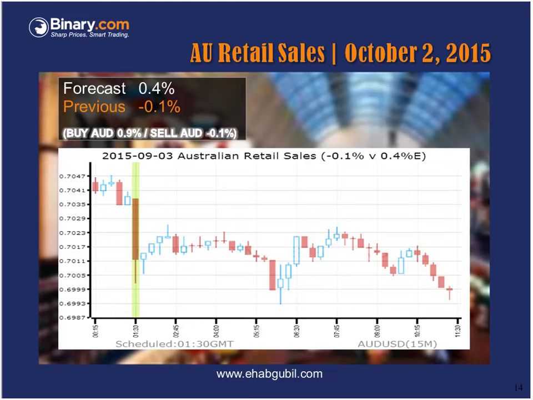The Australian retail sales monthly release is for a minimum of 0.5%. So the deviation is 0.5%. If we get a 0.9% or better, we will look to buy. And if we get minus 0.1% or worse, we would look to sell. So 0.9% or better to buy, and minus 0.1% or worse to sell the Australian dollar.